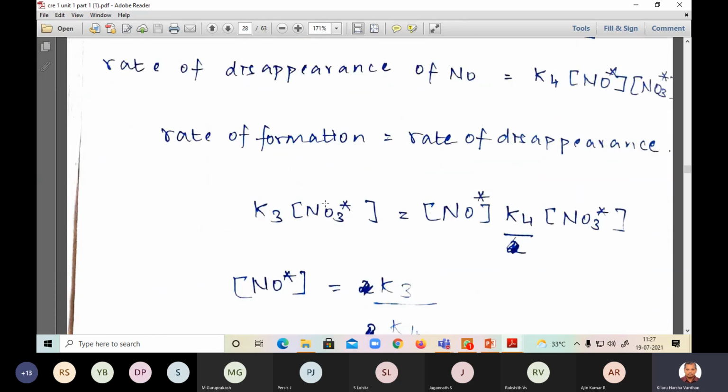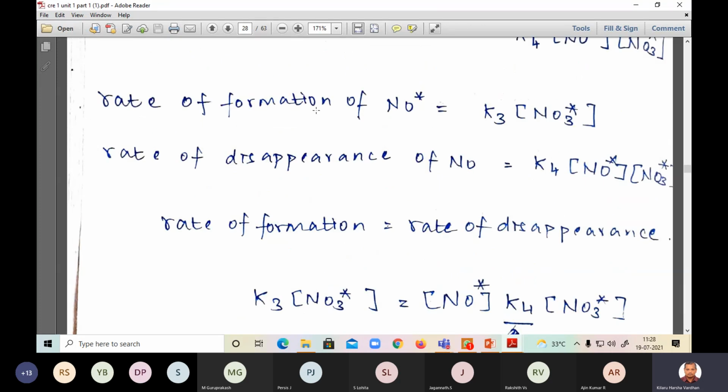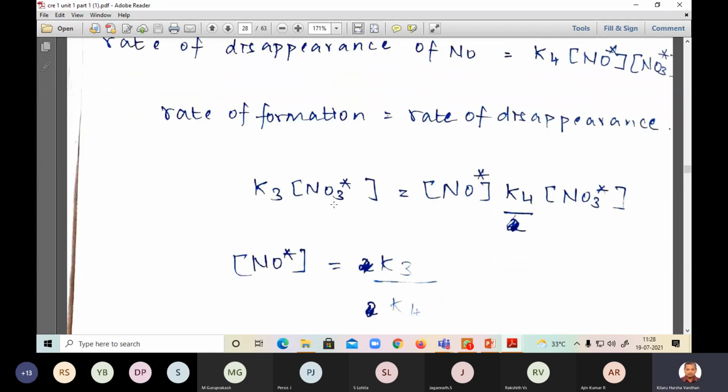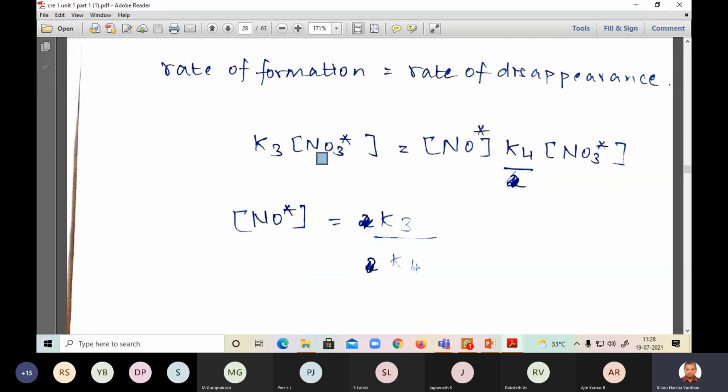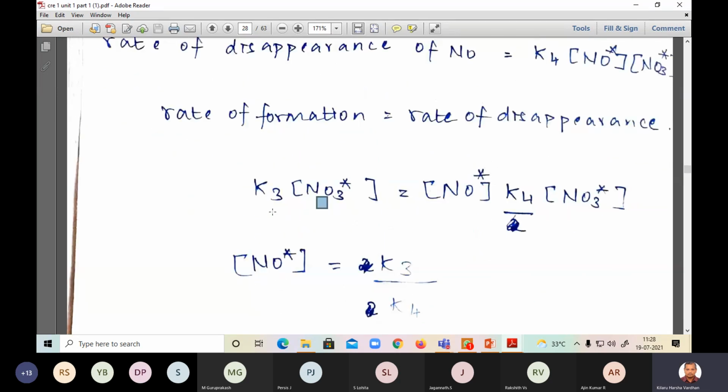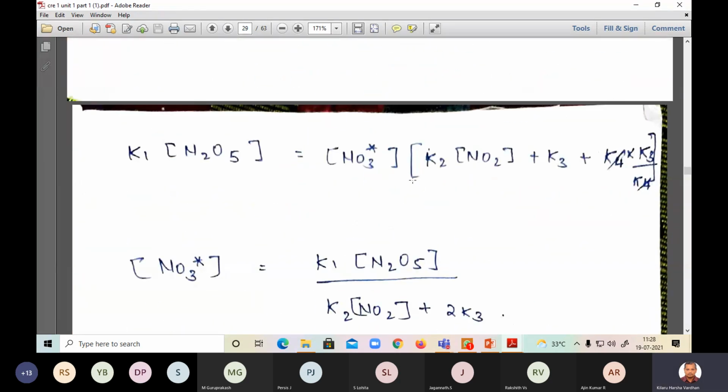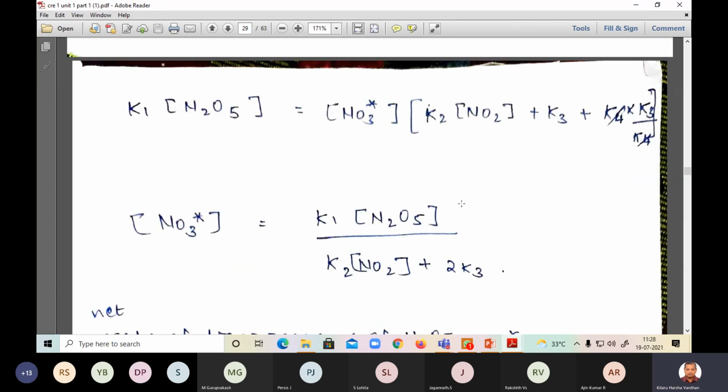So for NO star, the rate of formation of NO is the K3 step, and disappearance is the K4 step. If you equate these two, that is K3 NO3 on one side. NO star is what we want. NO3 gets cancelled out. Therefore, NO is K3 by K4. It's a constant now. This you substitute in K3. Now substitute back in this particular thing, and then take NO3 star. NO3 you are getting like this.